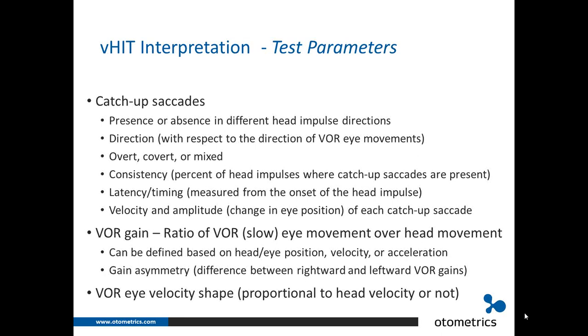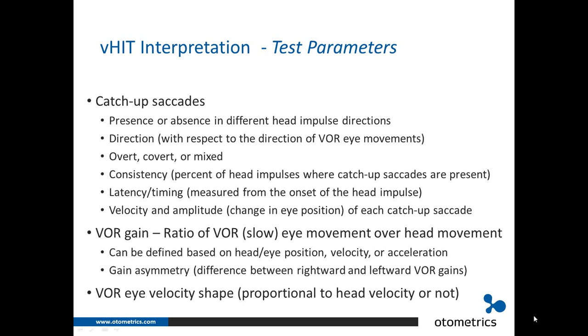Are the saccades overt, covert, or a mix of both? How consistently do they occur? Do they occur in almost every head impulse to one side, or do they occur infrequently and inconsistently? What's their latency? And finally, what's their velocity or amplitude?